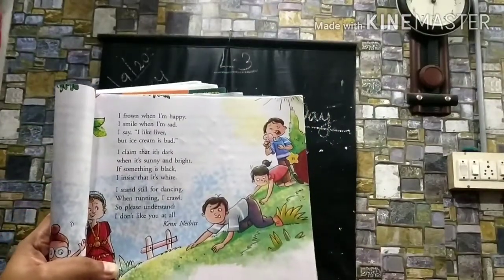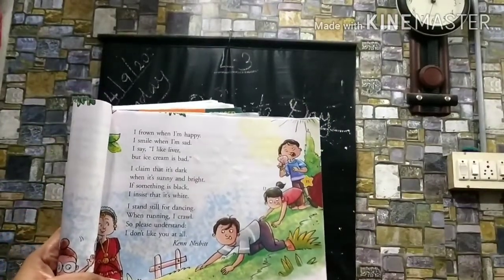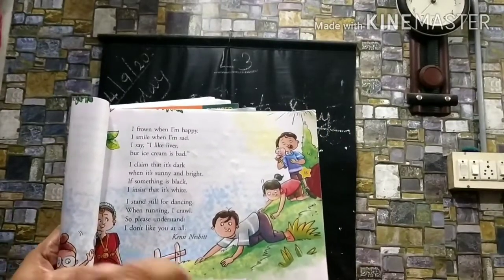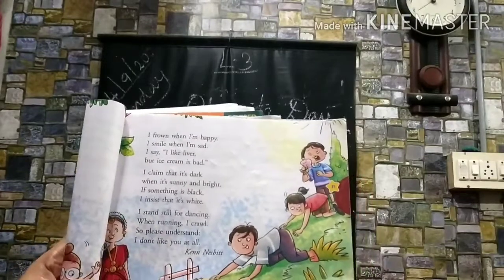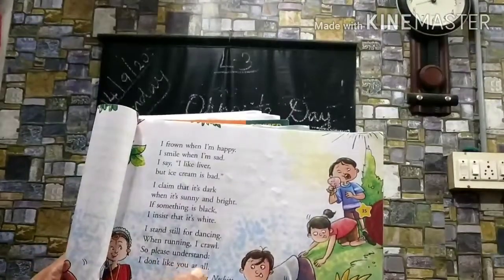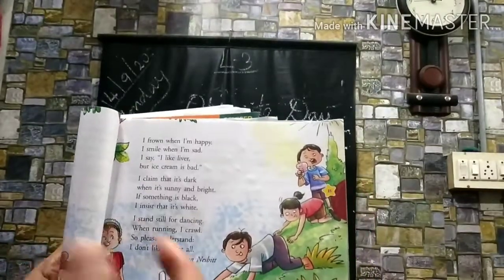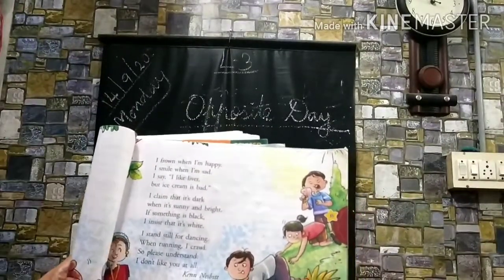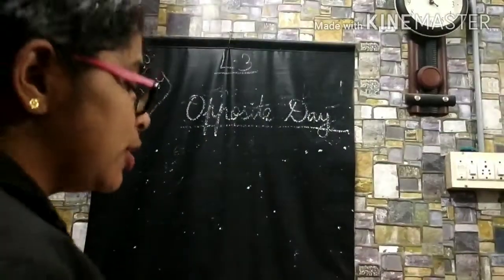Who crawls, children? Small babies, they crawl. So in the same way he will crawl. He will not run; for running, he will just crawl. So please understand, I don't like this at all. Children, dear, understand, I don't like to do all these things. These are all opposite things. So I don't like to do all these things.